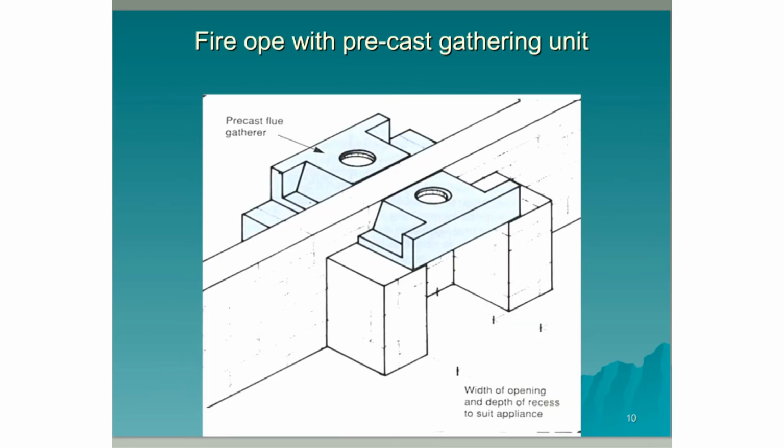Here's a diagram of a fire ope with a precast gathering unit. This gathering unit is made of concrete. In practice, the gathering unit is usually placed on top of 3 double courses and 1 single course.